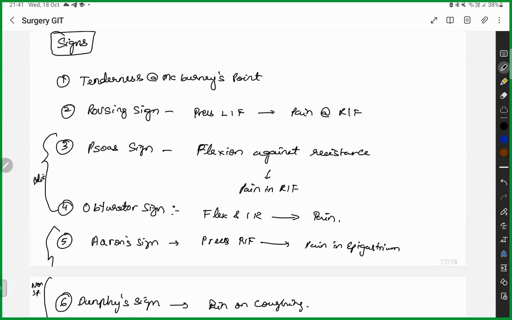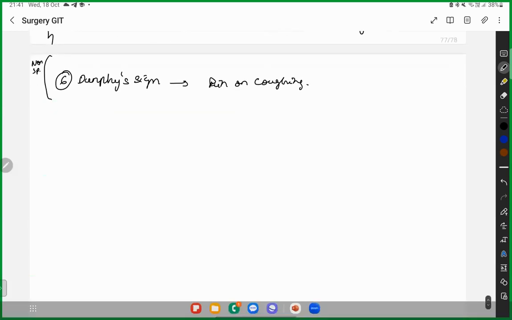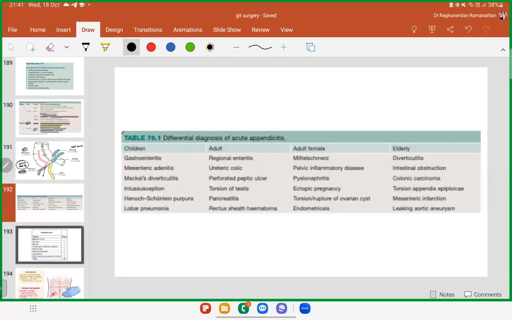What is going to be your lab finding? There is an increase in the TLC. What is TLC? Total leukocyte count. And there is going to be a neutrophil rise. Now you have to talk about a very important one, that is your Alvarado criteria. We will then see the differential diagnosis of acute appendicitis in children.